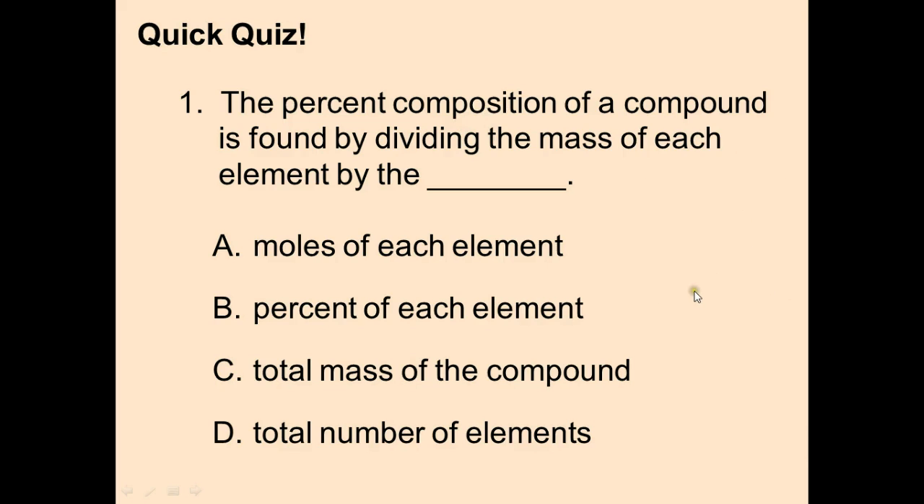Because if you remember, percentage is the part of the whole that the element takes up. So at least in this scenario, when we're talking about percent composition, we're trying to find out how much of this compound is made of oxygen or carbon. So we divide the mass of each element by the total mass of the compound, and that's how we get a percent of the whole compound.